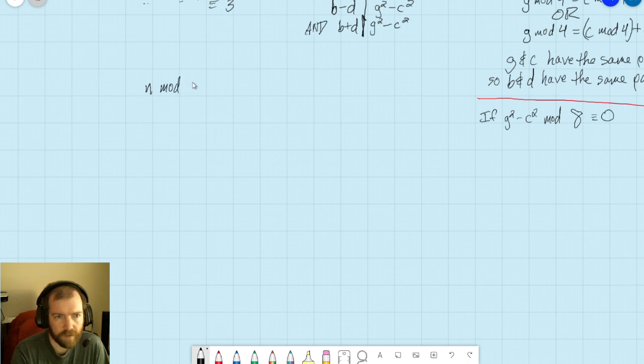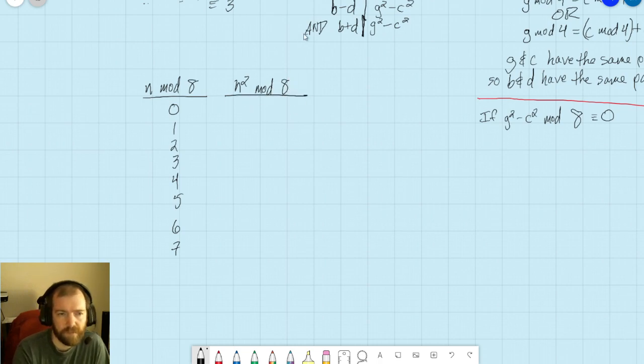And mod 8, we have 0, 1, 2, 3, 4, 5, 6, or 7. And what is n squared mod 8? These are just the square numbers of whatever n is here. So this is going to be 0, which is just 0 mod 8, 1, 4, and then here 3 is going to become 1. 4 is going to become 16. 16 mod 8 is 0. Right, and that's the halfway mark through the list.